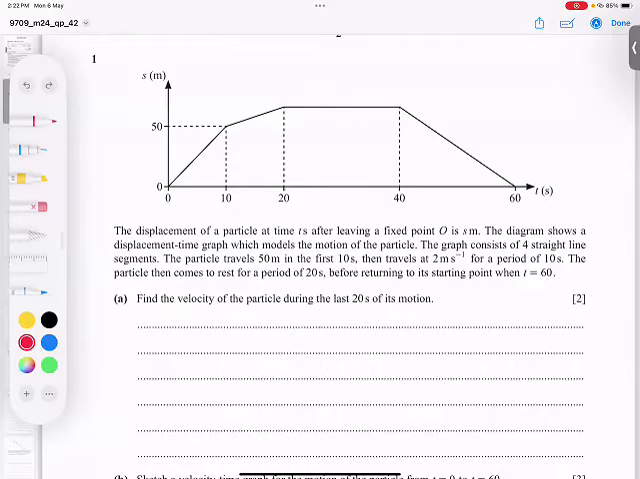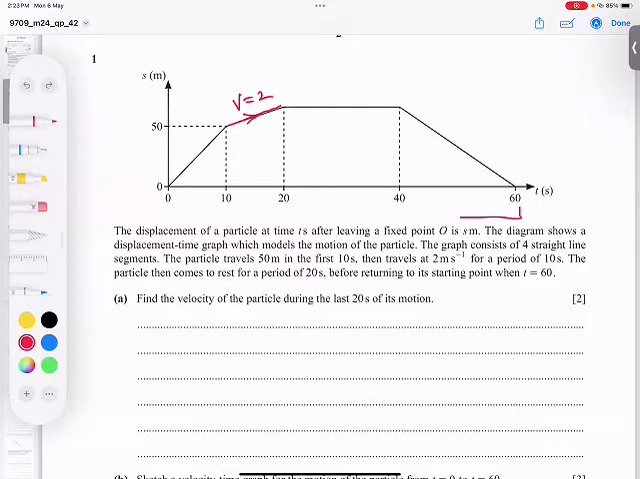If you read the question, it consists of 4 straight lines: 1, 2, 3, 4. The particle travels a distance of 50 meters in the first 10 seconds. And then it travels at a speed of 2 in the next 10 seconds. It means during this motion, the speed is 2. And then it comes to rest for a period of 20 seconds.